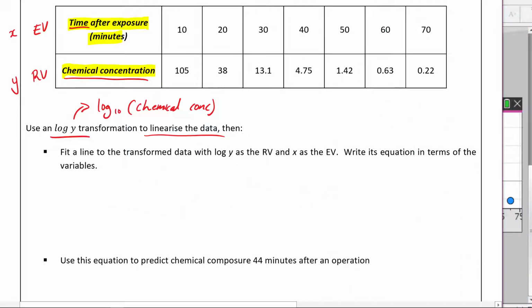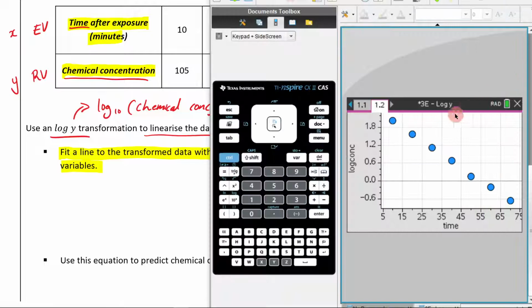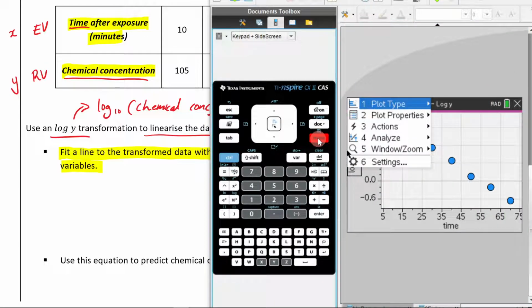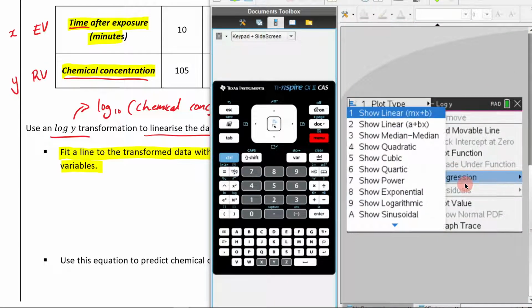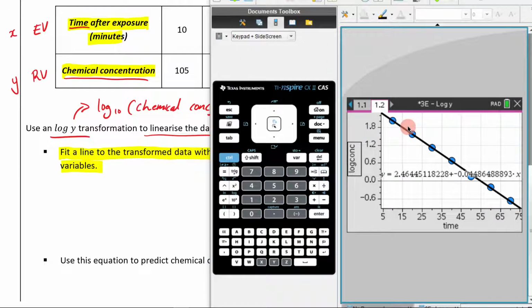Now let's come over here and see what the next thing we have to do is. It says the next thing is fit a line to the transformed data with log Y as a response and X as the explanatory. Write its equation in terms of the variables. So now we need to figure out the least squares regression line. A couple of different ways we could do this. We could go menu, analyze, regression, and then go show linear regression. And there's our least squares regression line right there.